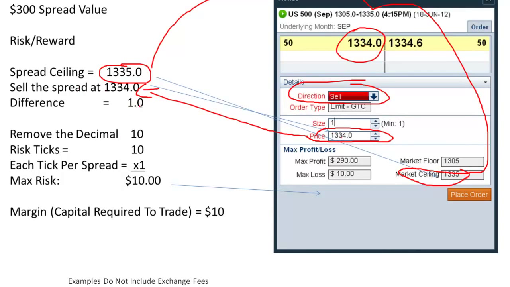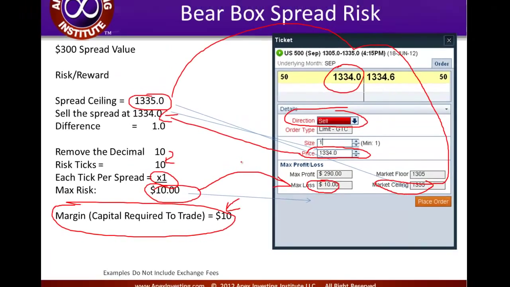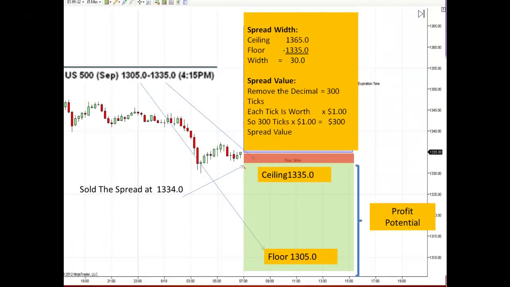The difference is 1.0. We remove the decimal, so it's 10 ticks. Each tick per spread is $1. That gives us a maximum risk of $10 on this trade, which means the only money we have to put up to place the trade, the margin capital required, is $10. Again, you don't have to do all this math. It's done for you automatically in the ticket. Right there, maximum loss potential $10. Your risk is always the amount of money you have to put up to place the trade. So now let's check out the profit potential on the trade.